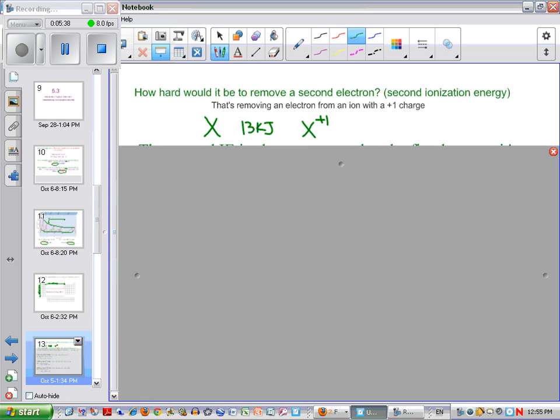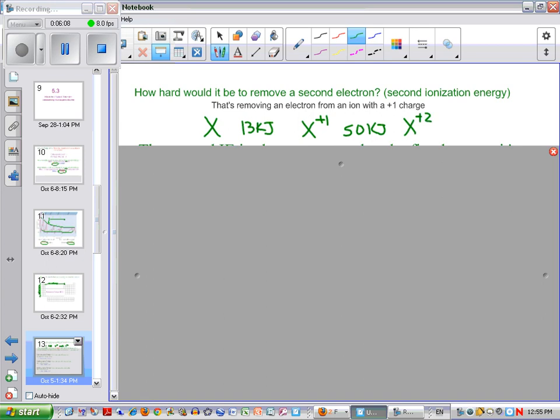Is it going to be easier or harder now to remove another electron if it's a +1 charge? What happened to my nuclear pull? What happened to my ratio of protons to electrons? Do I have more protons or more electrons? More protons. So they're pulling more. Remember that atom got smaller because it's a positive cation. So is it going to be easier or harder to remove another electron? Harder. It might be 50 kilojoules worth of energy before you remove that one.